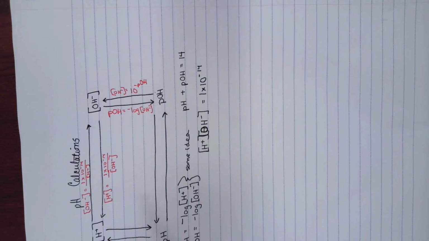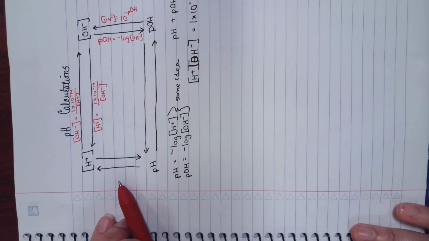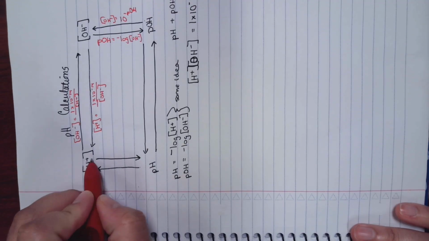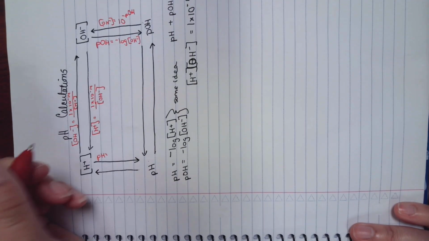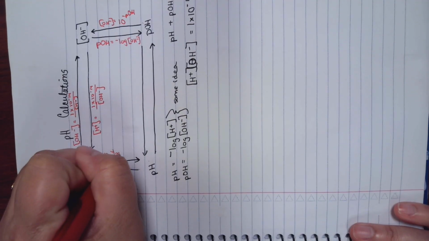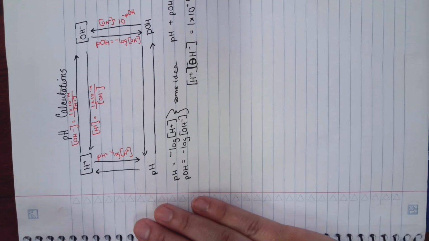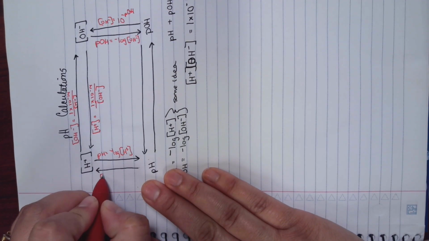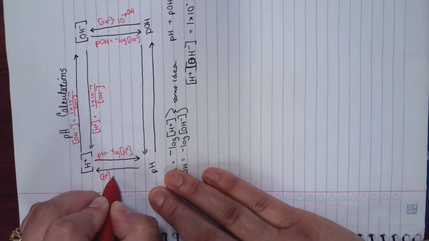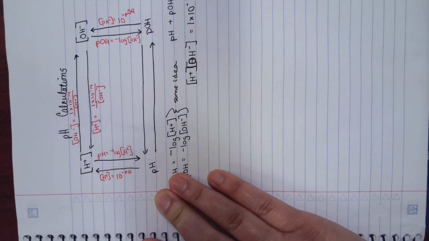Okay? We can do the same thing over here with pH and H, okay? So to go from H plus concentration to pH, my pH is going to be equal to the negative log of my H plus ion concentration. And the same thing is true here. If I want to go back to the H plus, my H plus concentration is going to be equal to 10 to the power of the negative pH.